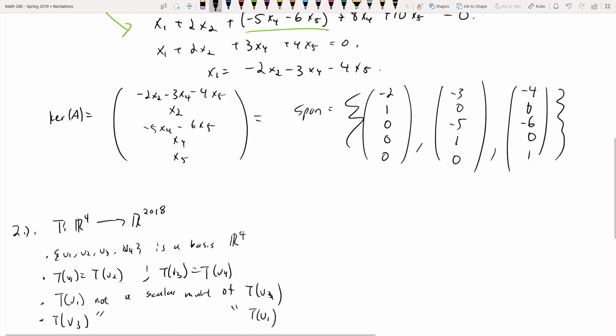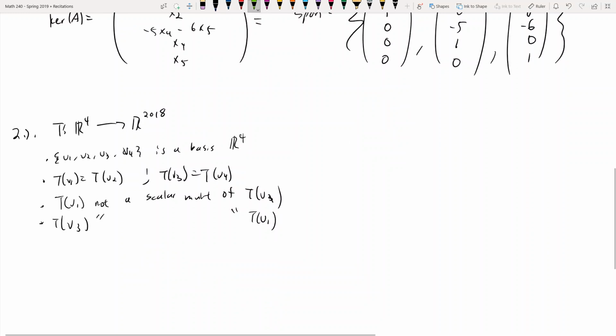Those last two bullet points seem really redundant. Last semester I remember talking with the instructors, and we said it does seem redundant, but it's actually needed. The reason is the following. First of all, this means TV1 is not equal to k times TV3. In particular, it's not equal when k is 0, so TV1 is not the 0 vector. And the last one means TV3 is not equal to k times TV1, so TV3 can't be the 0 vector either. That's why they're not redundant, even though they seem like they are.